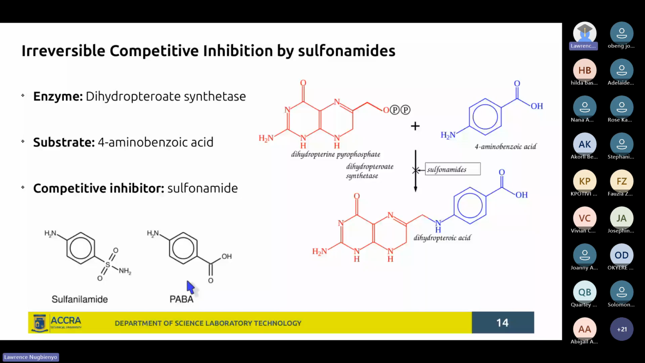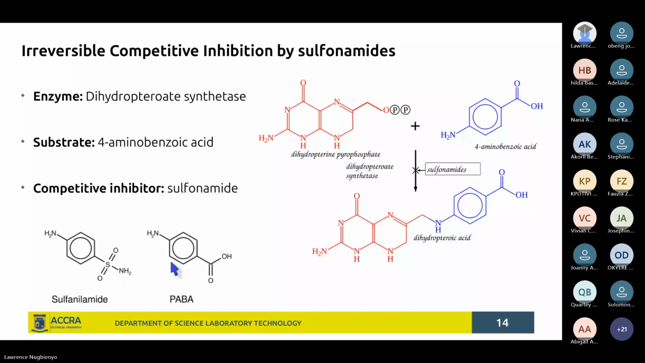Now, if you take a close look at them, you see the structures look alike. The only difference is that the substrate, the para-aminobenzoic acid, has a carboxylic acid group there. And in place of that, if you take the antibiotic, sulfanilamide, it has a sulfonamide group in place of that carboxylic acid group. So that's the only difference between the structures. Apart from that, everything else is the same. So these two structures look that much alike.